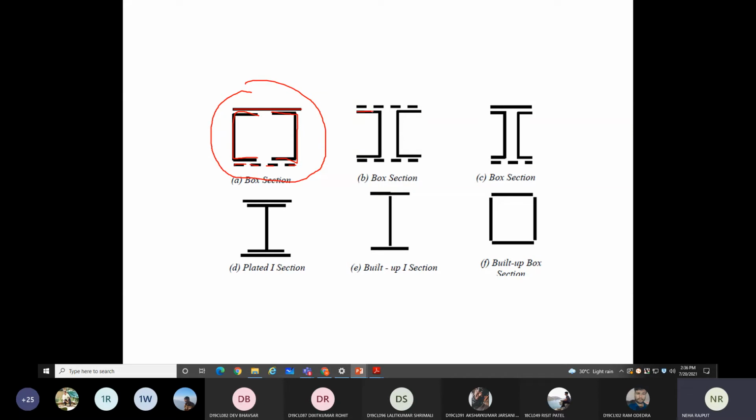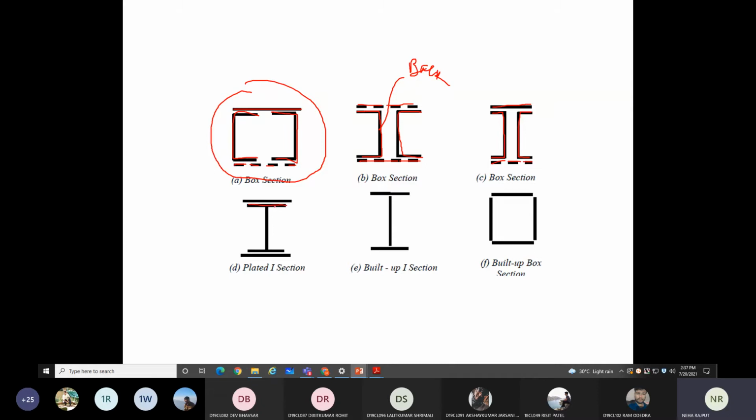Here the channels are placed back to back. This is the back side of the channel. This is called the back side. So channels are placed back to back with metals. This is also a channel section. Two channel sections back to back. Steel plate above and the metal.